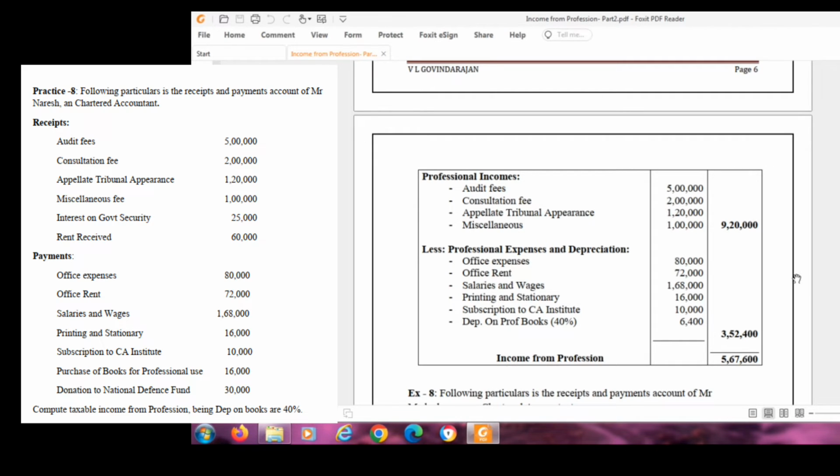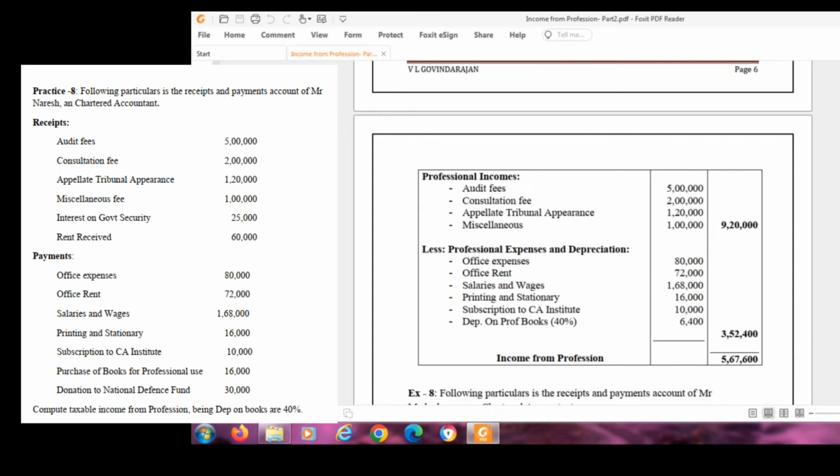You have to consider only these four as his professional income: 9,20,000. In the professional expenses, see, payments. Office expenses, profession. Office rent, also professional nature. Salary and wages, also professional nature. Printing and stationery, also professional nature. Subscription to CA Institute, also professional nature. Purchase of books for professional use. We have to charge depreciation on books at 40%. Depreciation on books, 16,000 into 40%, 6,400. Donation to NDF, National Defence Fund, should be ignored.